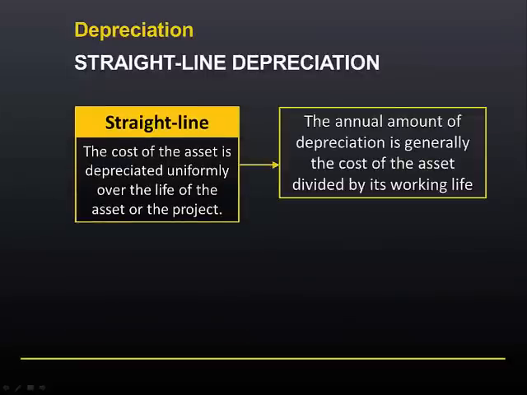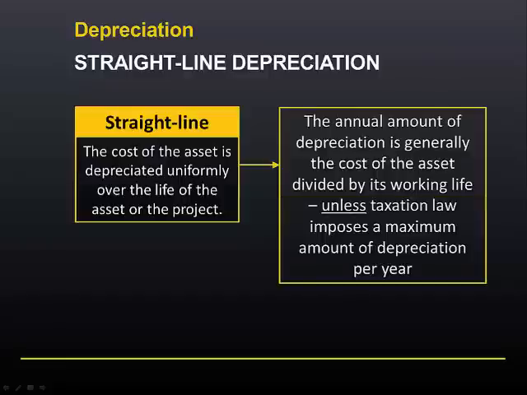Looking firstly at straight line depreciation, the annual amount of depreciation is generally the cost of the asset divided by its working life. The only exception to this is if tax law imposes some other constraint on the amount of depreciation that can be claimed per year.